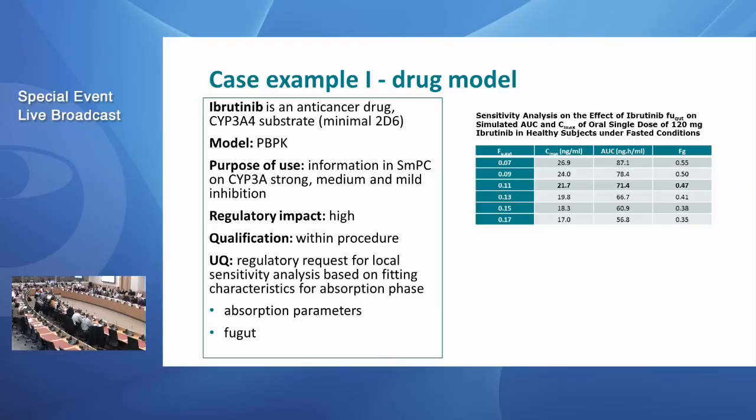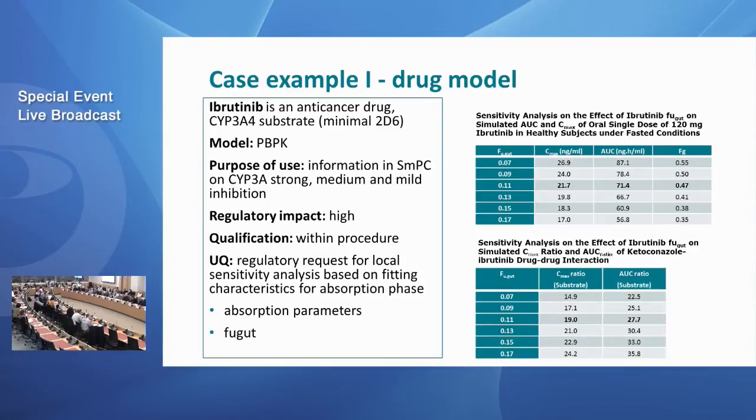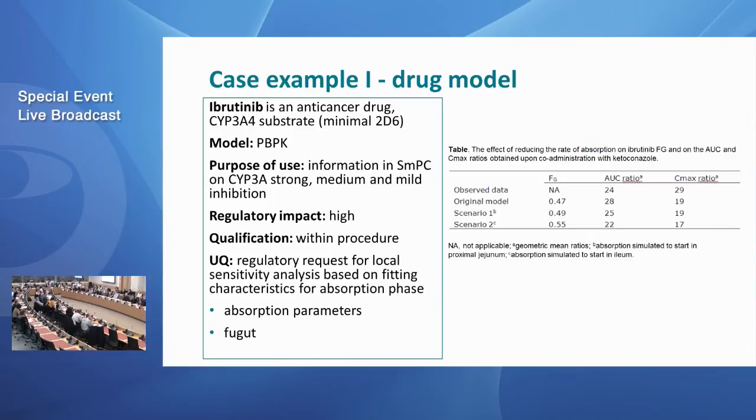And also exploring the impact: in the first graph, it's exploring what was observed, I think. And then in the second graph, it's trying to see what the impact would be on the scenario that's predicted, the purpose of use of the model. And this, again, was trying to see the impact of the FU gut on the outcome of interest, which was the Cmax and the AUC ratio. And in this last table, this was summarized: the observed ratios for AUC and Cmax, then the original model and how that performed with the input as submitted in the first submission, and then the two additional scenarios that were simulated, trying to see how much that would impact the ratios and whether we could broadly trust the predictions.